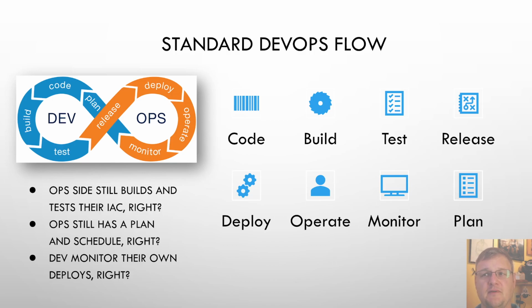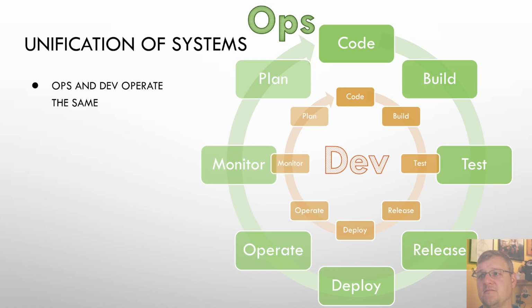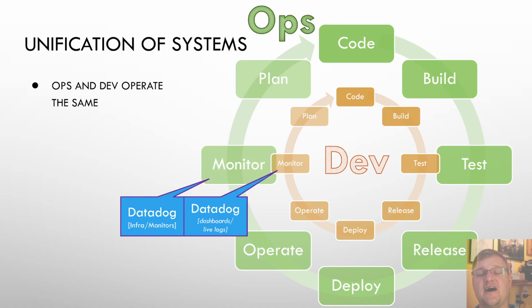The ops side has a plan and a schedule, right? And the developers monitor on their deploys, right? It's not really separate dev and ops, as this diagram shows. So let me introduce that concept I want to get to. It's the unification of systems. Operations and dev operate the same.